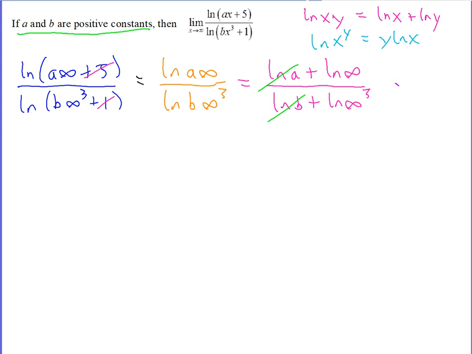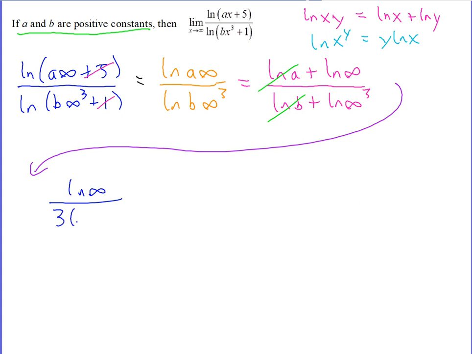Our next step, we have the natural log of infinity cubed. We can bring that 3 out in front of this one, so it becomes the same as 3 times the natural log of infinity. And then we can finally see we've got the natural log of infinity reduced out with the one on top, so the limit is 1 over 3.